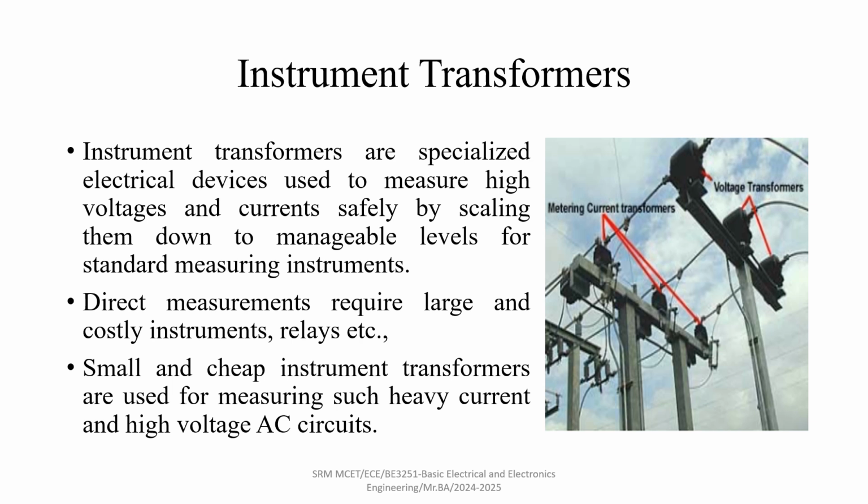So we can see small and cheap instrument transformers available in our transmission line measurement. There we can see a current transformer as well as a voltage transformer. These current and voltage transformers measure the high level voltage and current. This can be transformed to a manageable level of current and voltage, which can be easily measured by our standard measuring instruments.